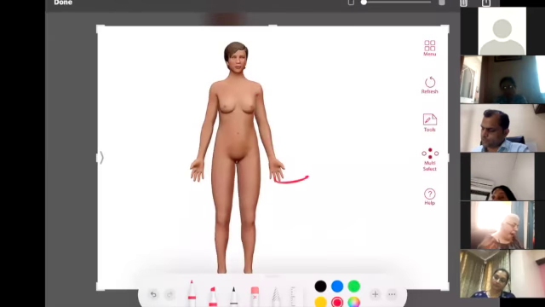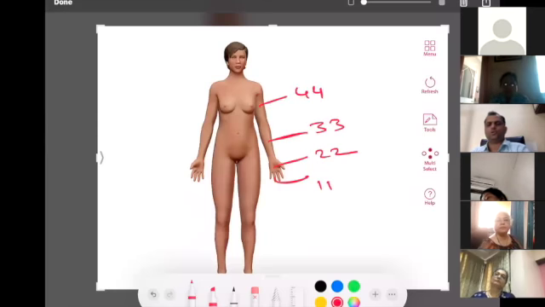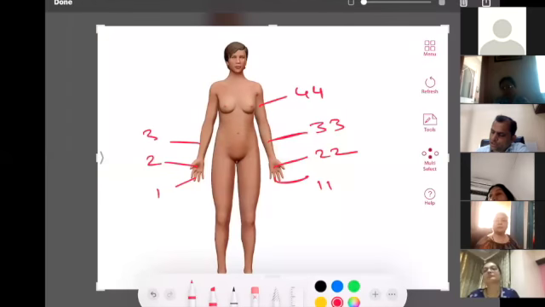So points in the fingers are 11. Then palm is 22. Lower arm is 33. Upper arm is 44. So these points have been given 1 to 4 in the arm. But since we use any number twice, we say 11, 22, 33, and 44.